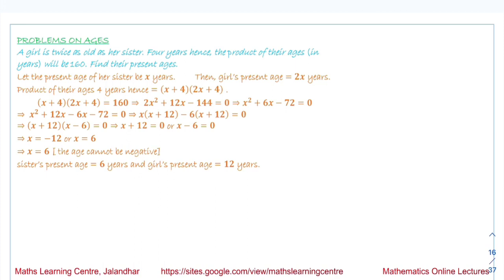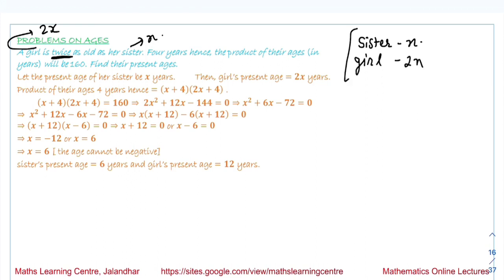The first problem we have: a girl is twice as old as her sister. Suppose the present age of her sister is x, then the girl's age is 2x, as it is twice as old as her sister. These are the original ages: the sister's age is x, and the girl's age is 2x. This is the present age.